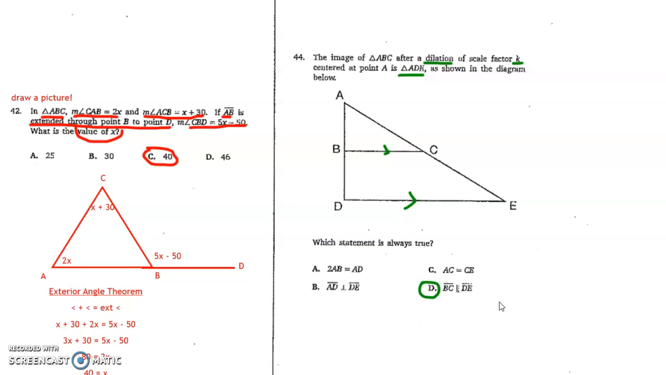In question 44, it tells us that ABC is a dilation of scale factor K. ABC is dilated by scale factor K into ADE, so in other words, it got bigger. But anytime you are told that a dilation went down, a dilation preserves slope. So since the dilation preserves slope, that means that BC and DE are parallel to each other. As I said, in dilations, the slope is always the same.